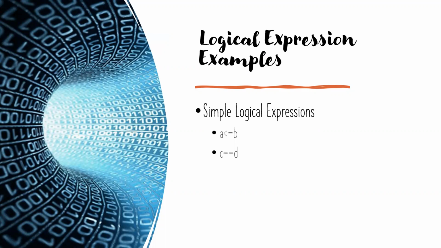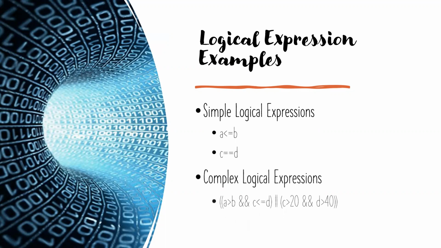Complex logical expression, where we use A is greater than B, and C is smaller than or equal to D, and we use an OR operator. So we have three logical operators here, two AND operators and one OR operator. So this is a complex logical expression.